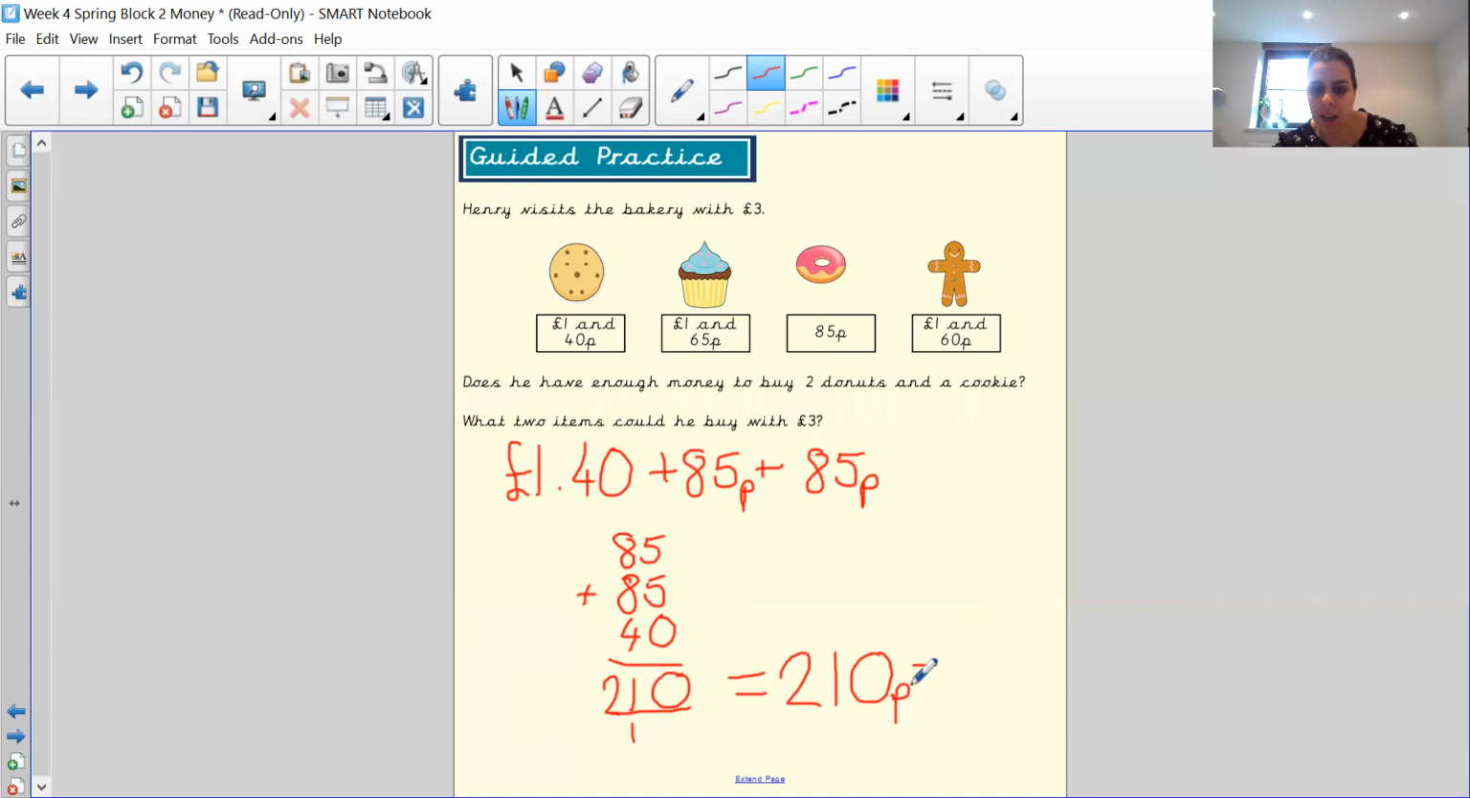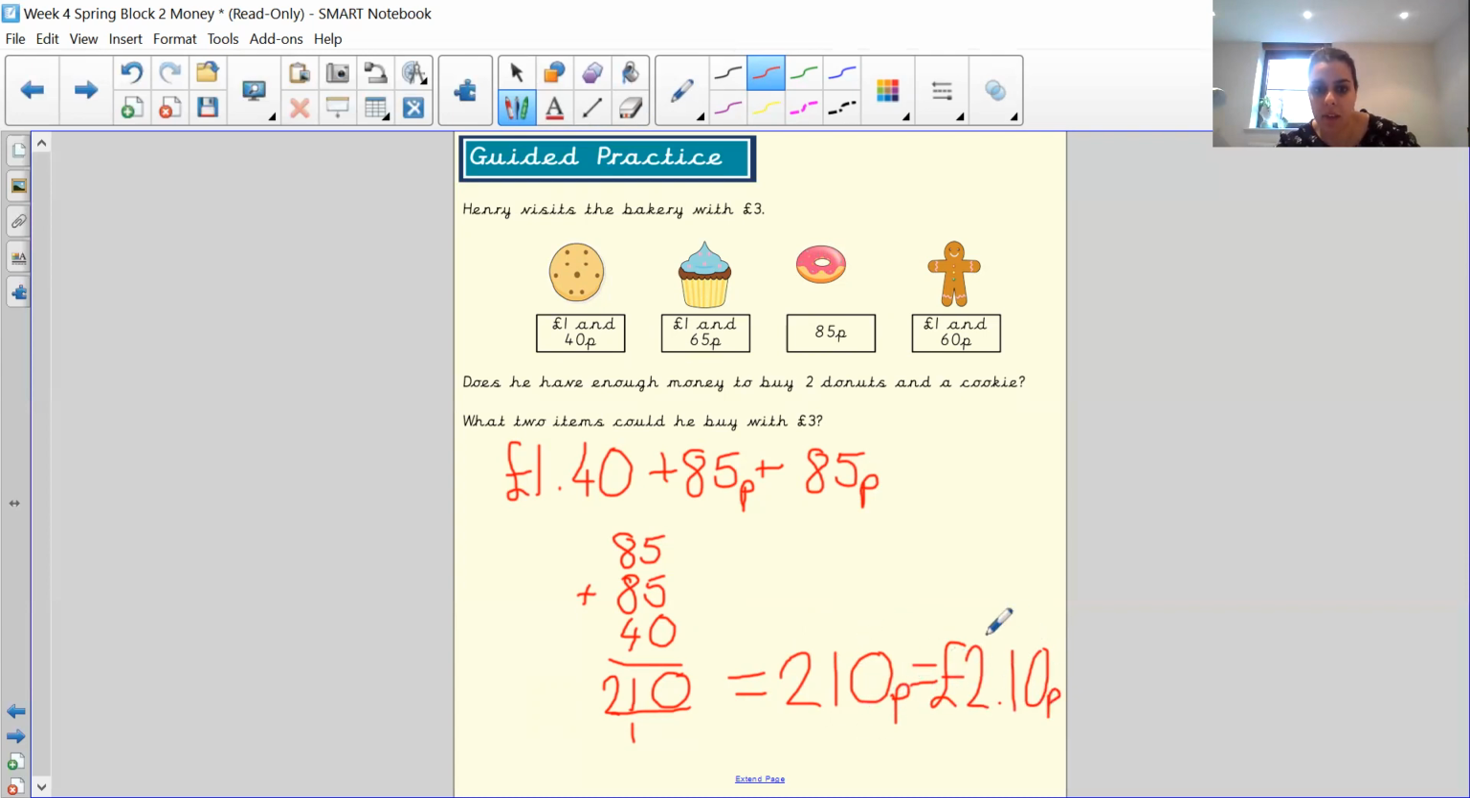What is that in pounds and pence? We've done this quite a few times now. How many pounds do I have and how many pence do I have? I've got £2 and 10 pence. That's the same as 210p.